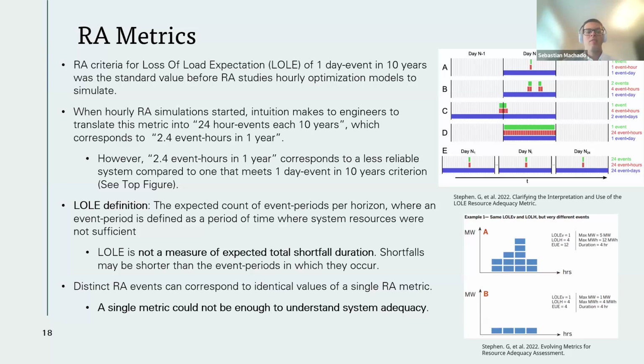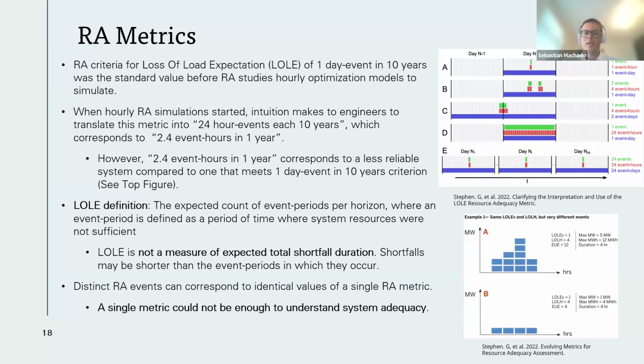So with the introduction of hourly resource adequacy simulations, engineers often translated the traditional criteria of one day in 10 years into 24-hour events per 10 years, which is equivalent to 2.4 event hours per year. However, these translations do not preserve the same reliability standard.